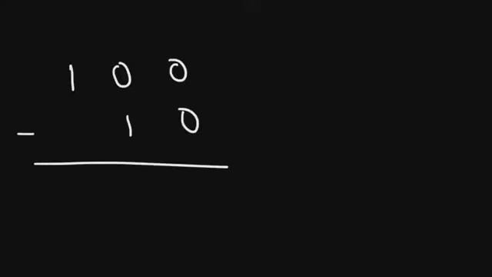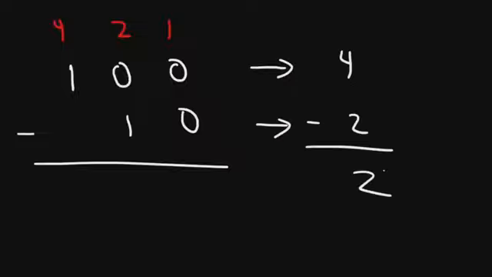Now, what if we have this situation? Let's say it's 1, 0, 0 minus 1, 0. Now, this column is for the 1s, 2, and 4. So 1, 0, 0 is basically 4. And 1, 0 is 2. 4 minus 2 is 2. So this is the answer we should get.